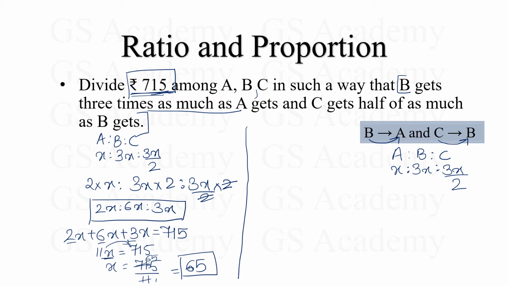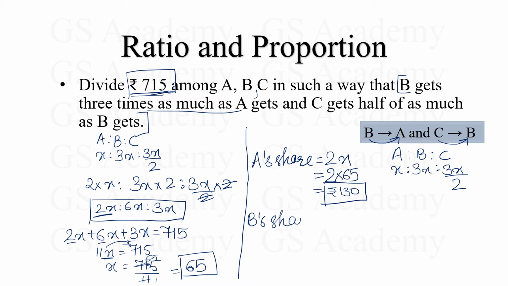Now, in order to find A's share, A's ratio part was 2x. So we will write it down as 2x. Now substitute the value of x here. So 2 into 65 gives us rupees 130. So A's share was 130. Likewise, we will solve B's share. The ratio was 6x, so that means 6 into 65. That gives us rupees 390. So 390 was B's share.